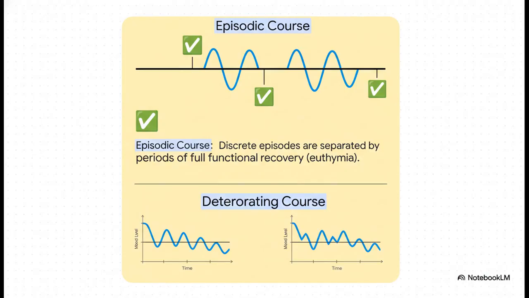Early on, a lot of patients have a pretty classic episodic course, with distinct episodes and then full recovery in between. But for some, especially if they're not getting effective treatment, we start to see the shift to a deteriorating course. The episodes get closer together, symptoms linger, and they just never quite get back to their baseline. This is really the concept of kindling in action, where each episode makes the brain more vulnerable to the next one.